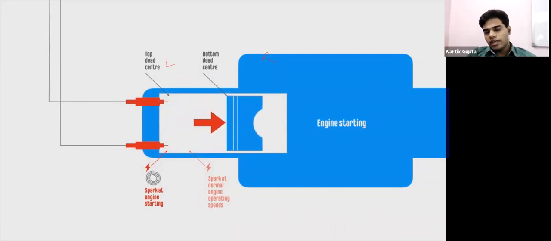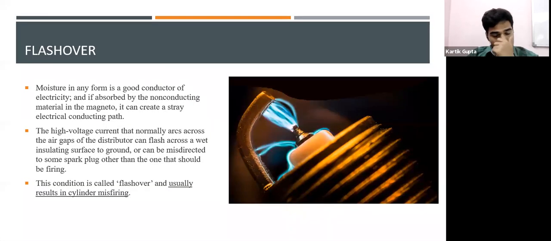Okay, so the basics are clear now, I think. So we'll go to some things which can happen which are not in our hands. One of them is flashover. We know that the magneto spark is distributed by the distributor, not the impulse coupling.